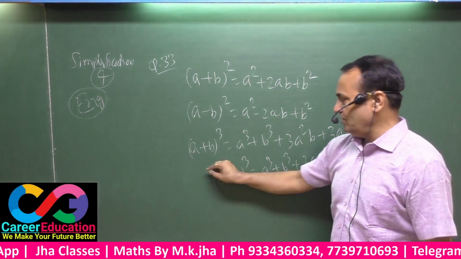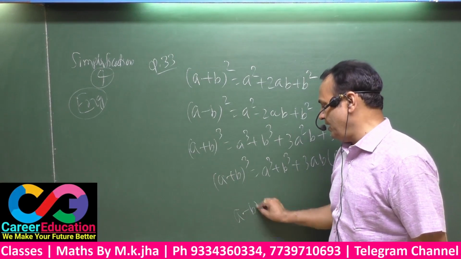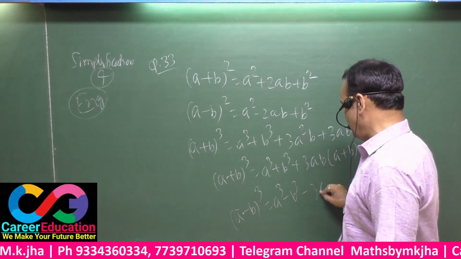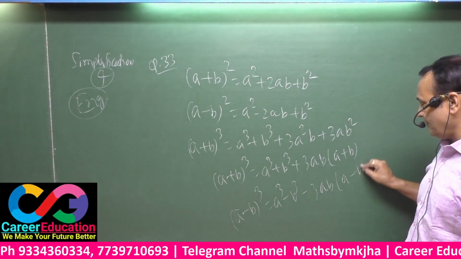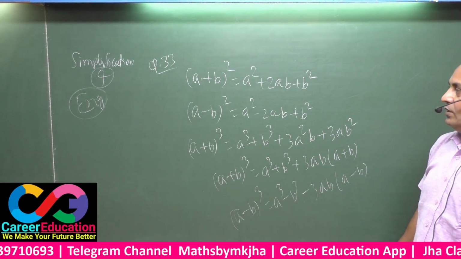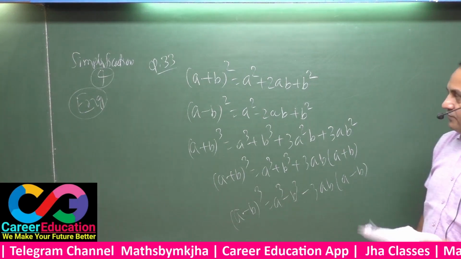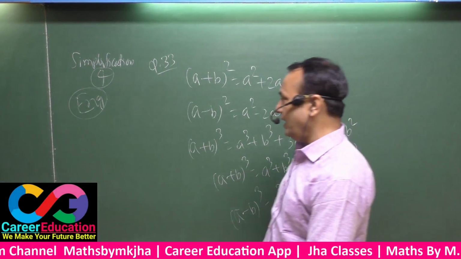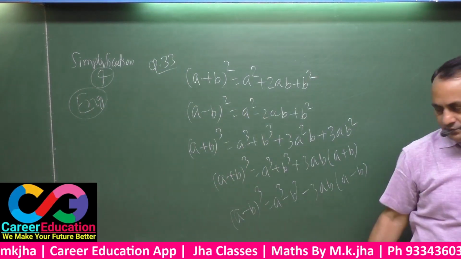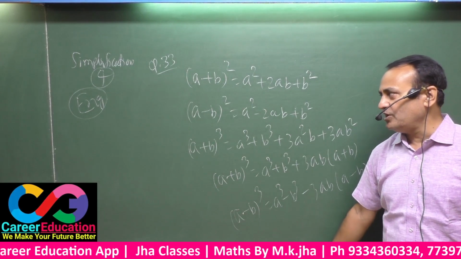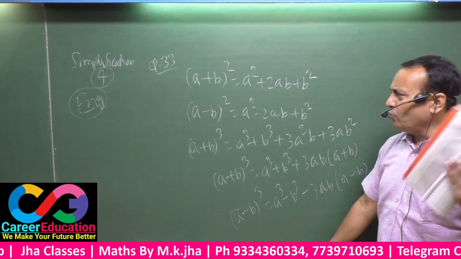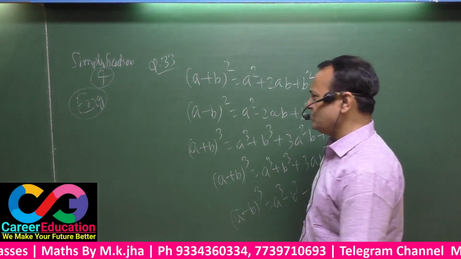Again, (a minus b) whole cube equals a cube minus b cube minus 3ab(a minus b). Note down. Some formulas are to be remembered by you, and I think you all must remember these formulas as well. You have already remembered, since this is the basic level of the algebraic formulas. You have gone through all these formulas in class 6, 7 perhaps.